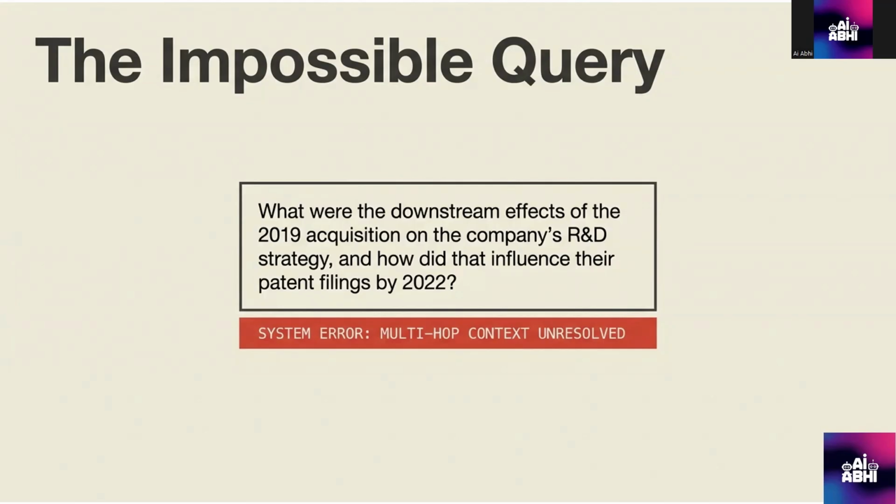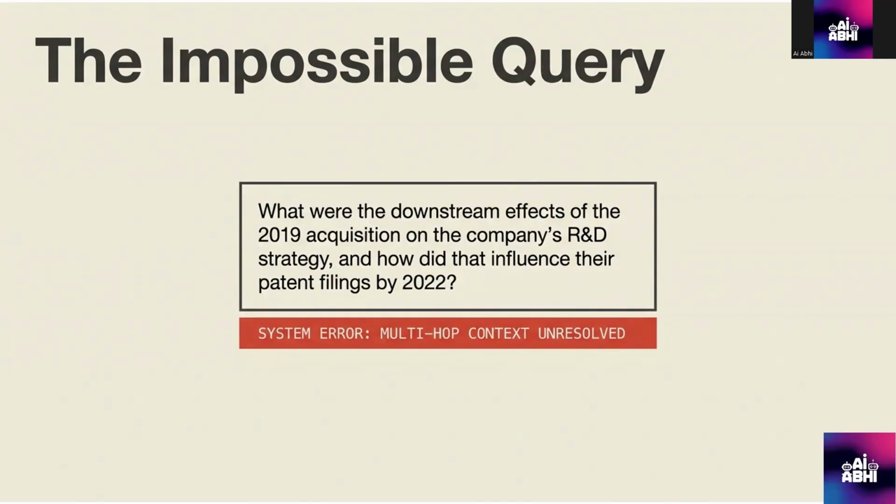So here's a question that will break almost every RAG system in production right now. What were the downstream effects of the 2019 acquisition on the company's R&D strategy, and how did that influence their patent filing by 2022? So a vector search can't answer that.